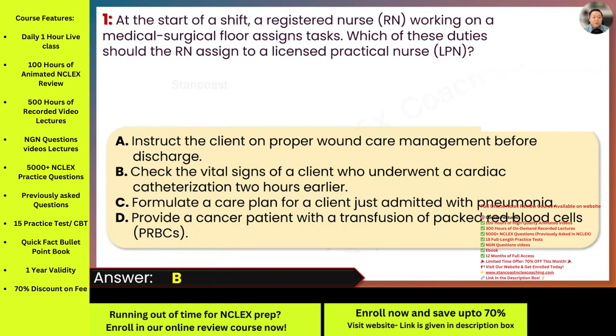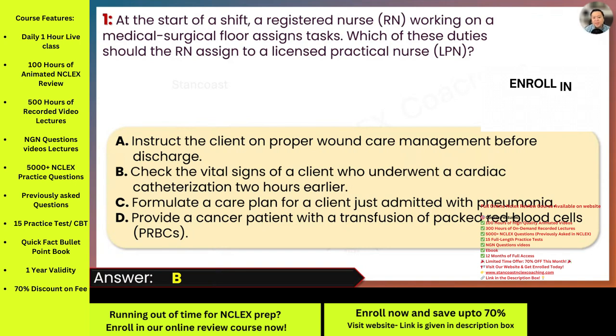Now, for you to answer this question correctly, you have to remember about the scope of practice. The RNs can handle teaching, assessments, do the care plans, and also do complex procedures like blood transfusion. Whereas the LPNs can handle stable patients, they can do routine monitoring like vital signs checking, they can reinforce education, but not do the initial teaching.